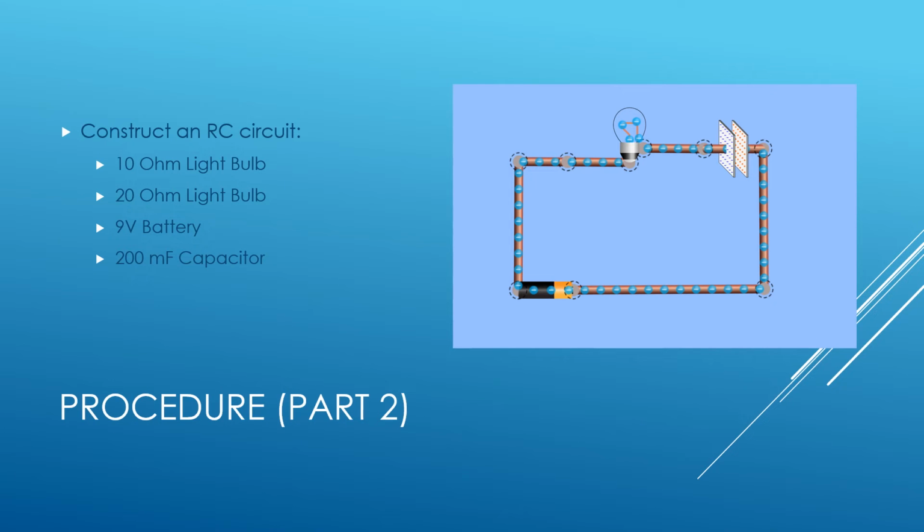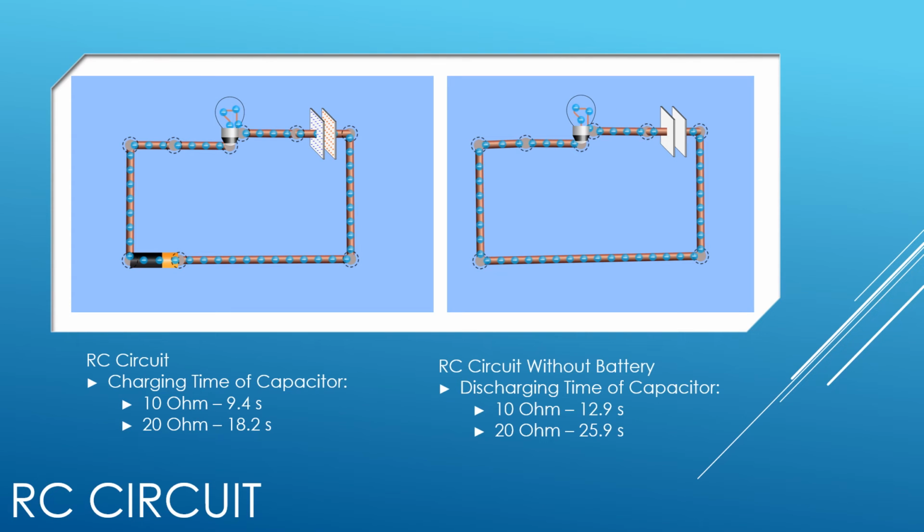So for part 2 of this lab, we're going to be constructing an RC circuit, which you can see to your right. We're going to be needing a 10 ohm light bulb, a 20 ohm light bulb, a 9 volt battery, and a 200 millifarad capacitor. So when building the RC circuit, we can see that the light bulb does shine for a certain amount of time and then exponentially starts to decrease. This is due to the fact that the capacitors start to charge up, and then once they are fully charged, there is no current going throughout the entire system.